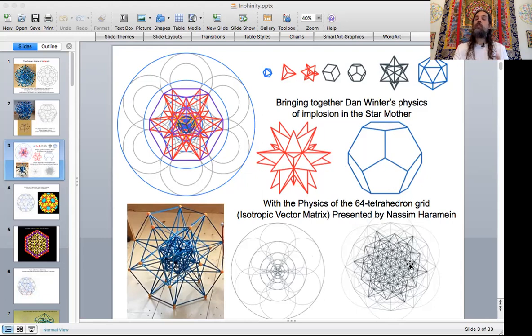Here it is in the Metatron's tetraplex, another video where I talk about 30 forms that can be drawn in the tetraplex, a kind of evolution of Metatron's cube to the tetraplex, which is a 4D shape. But then I also did some videos with Dan Winter's Star Mother, and I have another form I created called the Star Child. And Dan's work really started to get at how all these forms, especially the phi ratio ones, interrelate and how they all implode or explode.